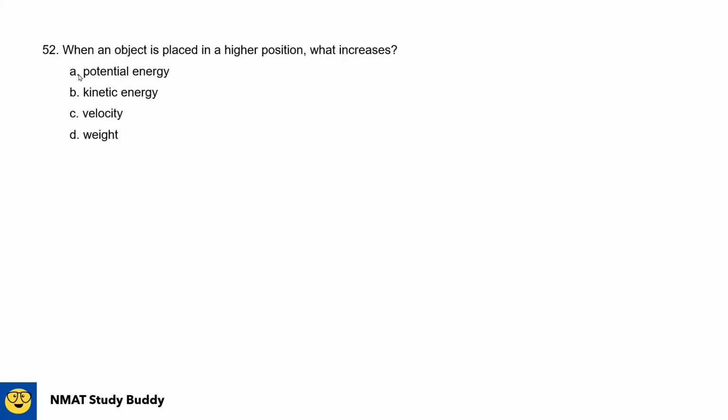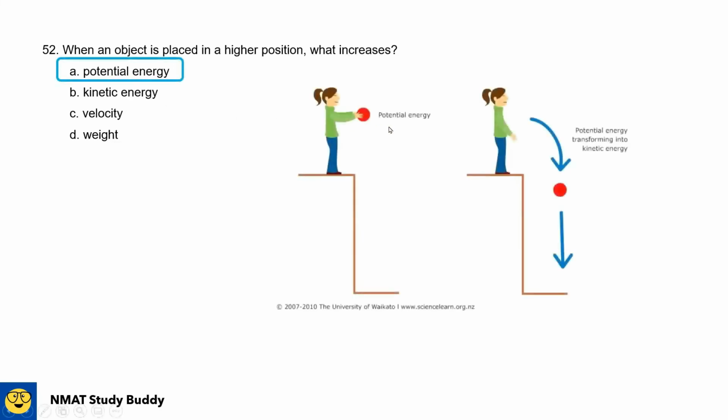So the correct answer here is letter A, potential energy. So as you can see here in this diagram, yan, kapag yung ball is at rest, the potential energy is at maximum. And then, yung potential energy transforms into kinetic energy as the ball falls downward or as the ball moves downward. And habang mas bumababa yung ball, mas lumiliit yung potential energy niya.